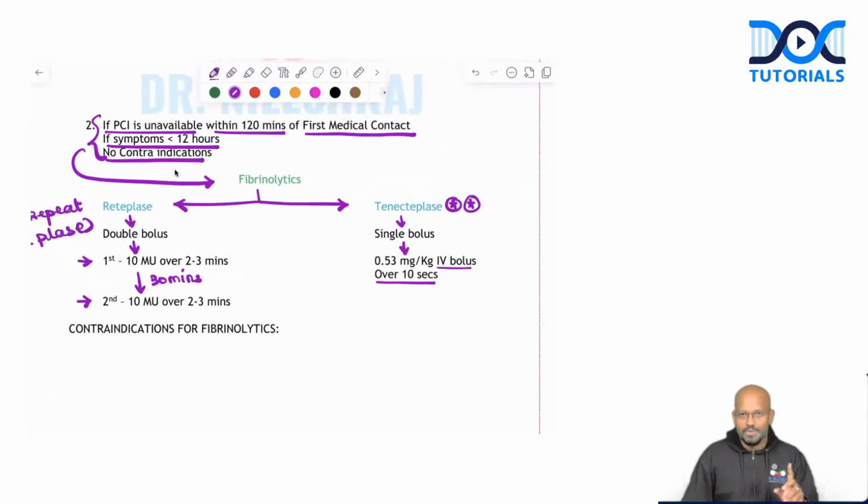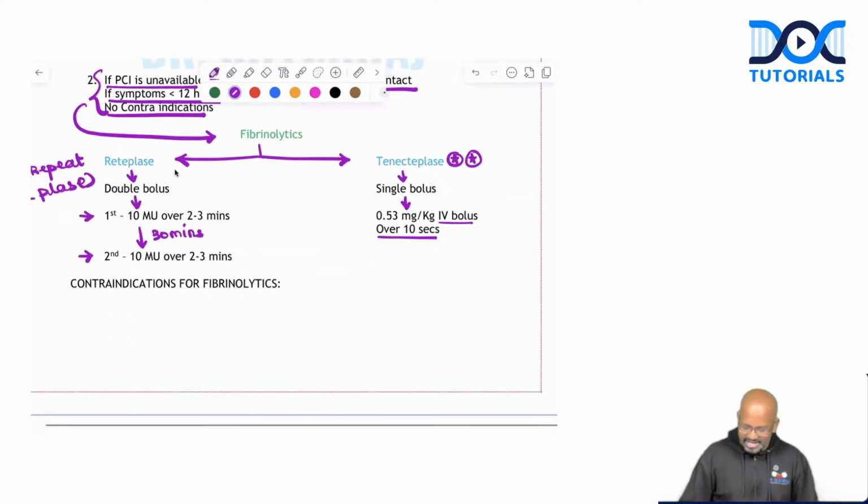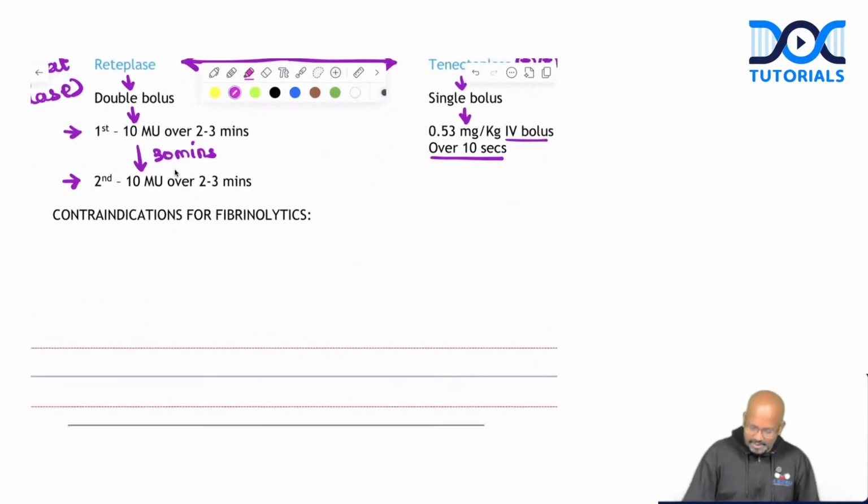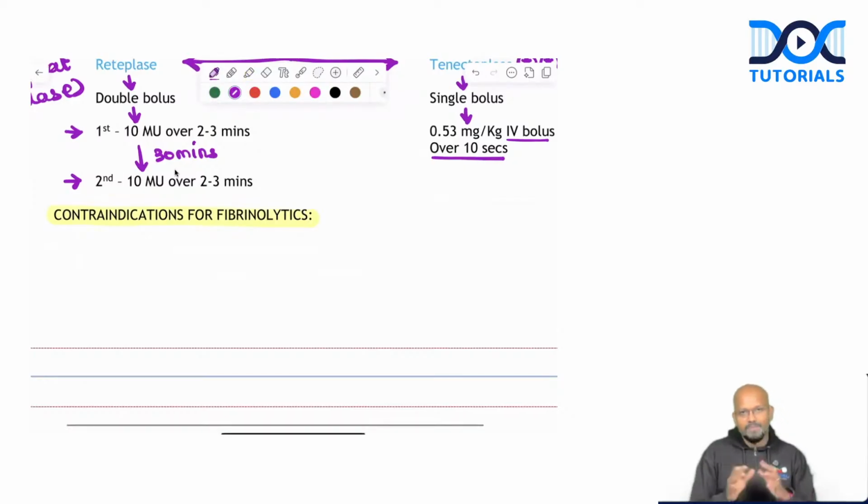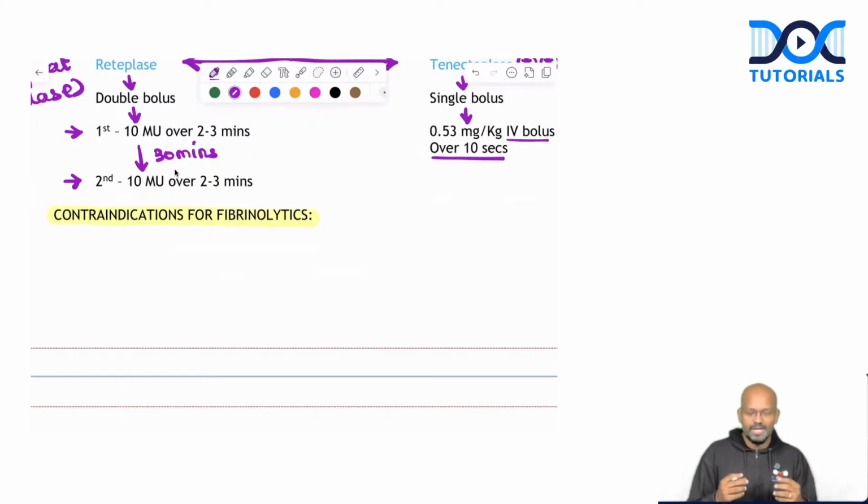clot. Now comes the most important question. In which case we should not give these fibrinolytics? Very, very important question, guys. Why? Because not all the patients are suitable enough to give fibrinolytics. We have to opt for percutaneous intervention. Because with very minimal availability of cardiologists in rural areas, most of the hospitals are opting for fibrinolytics. We have to know in which case I should not give the fibrinolytics.